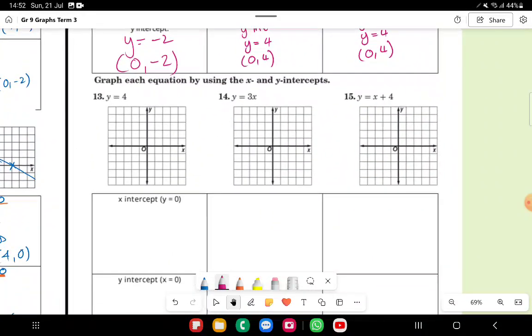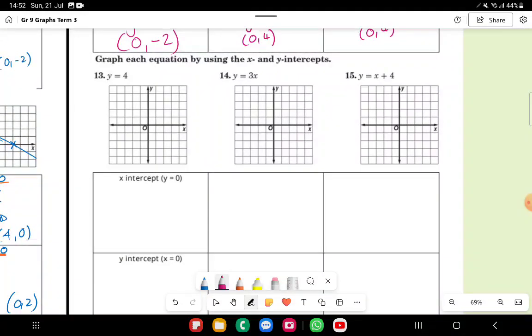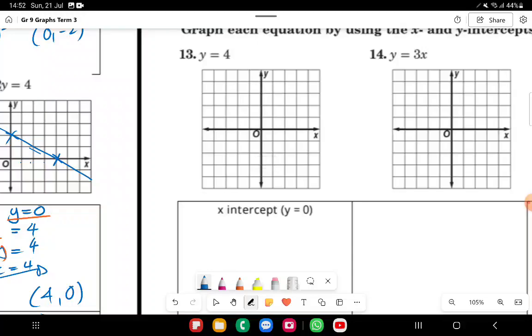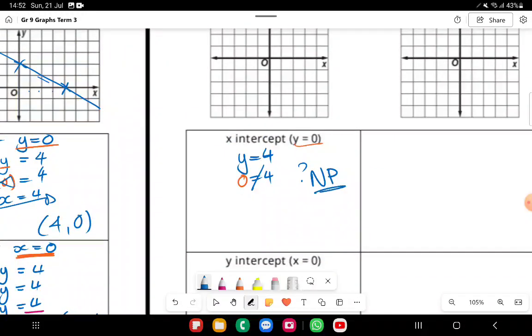Next question, graph each equation using the x and the y-intercepts. Now these are slightly different, but let's do y and x-intercept. X-intercept: y is 0, y equals 4. I want to substitute y is 0, so 0 equals 4. Is that possible? Not possible. So what does that mean? That means there is no x-intercept.